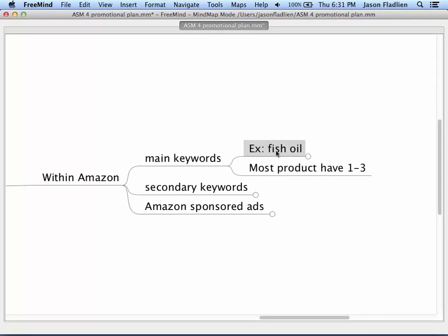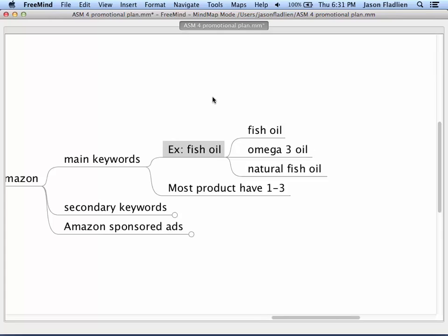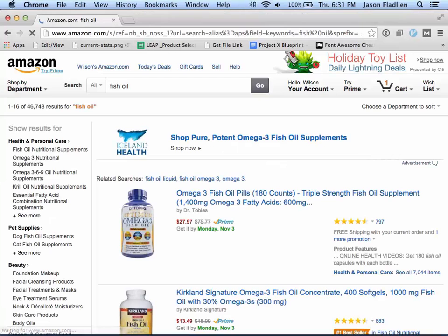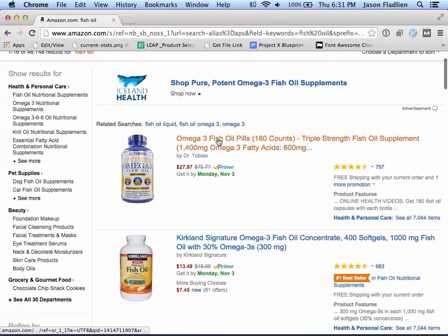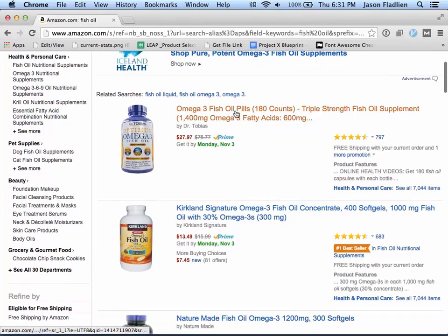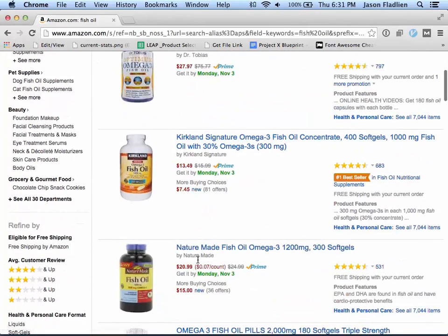So with the example of fish oil. Fish oil is a product where we could say the main keywords are fish oil, which is obvious, omega-3 oil, which could be considered a main keyword for fish oil, and then natural fish oil. So how did I come up with those? If you actually type in fish oil, you're going to see omega-3 is a big word, omega-3 consistently used, and fish oil, obviously. Omega-3 and fish oil, you see that everywhere.